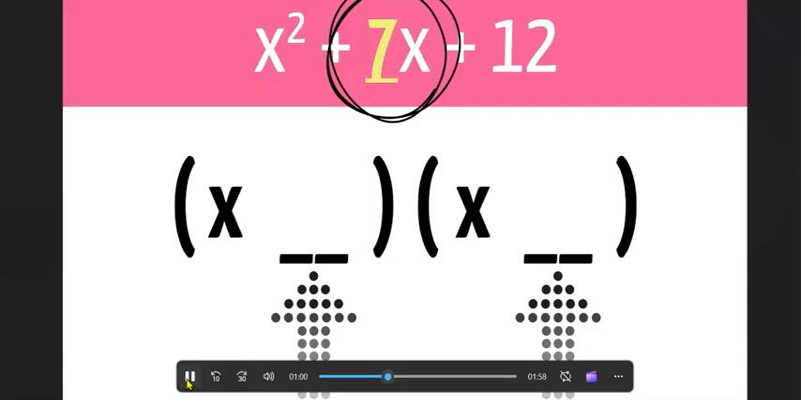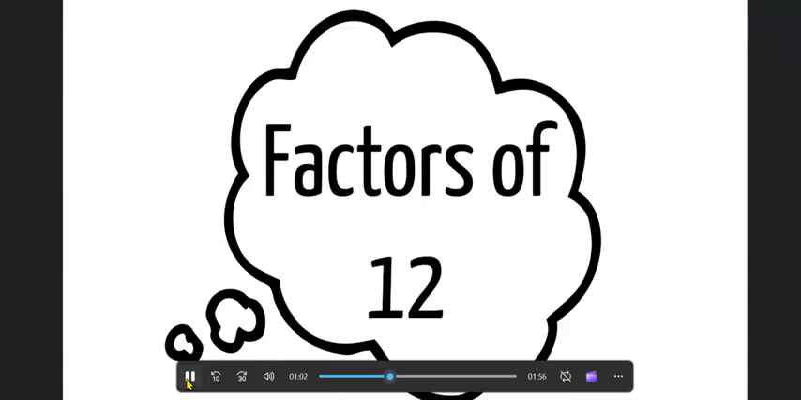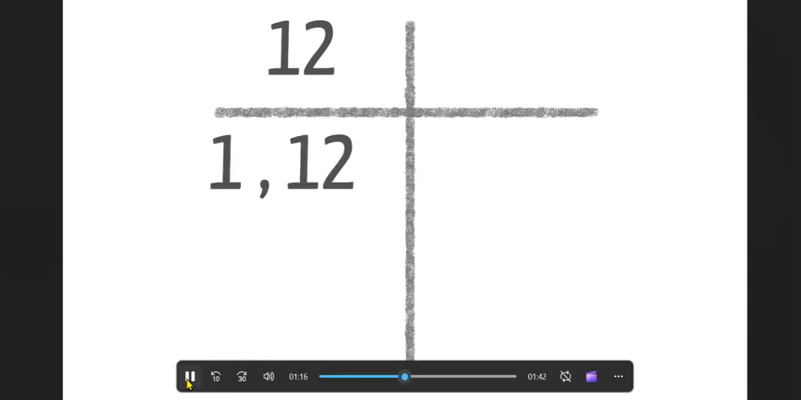Think about the factors of 12. There are different ways to multiply two numbers and get 12. One helpful strategy is to draw a little T-chart. On the left side, we will write 12 at the top, and then we will list the factors of it. 1 times 12 equals 12, 2 times 6 equals 12, and 3 times 4 equals 12. But we want the factors that will add to give us the middle number 7.